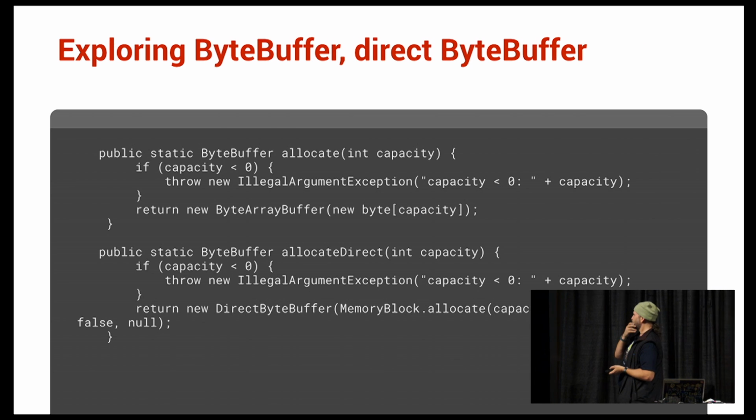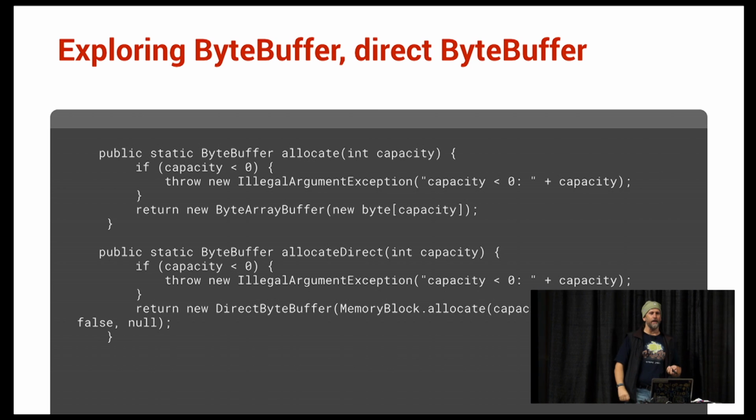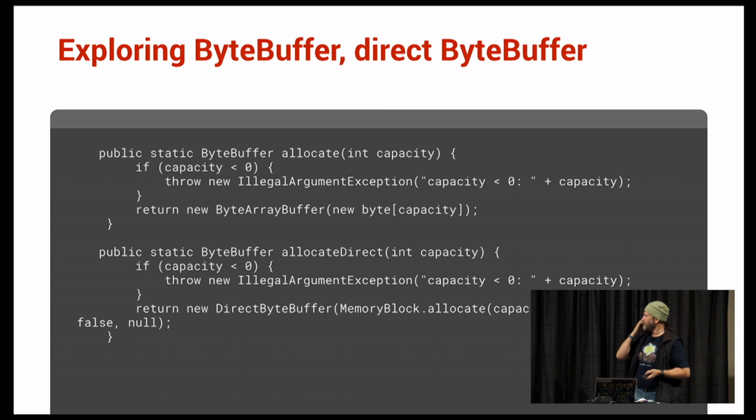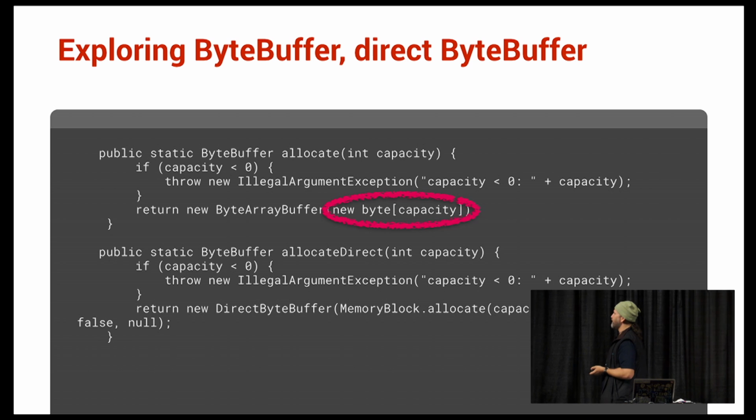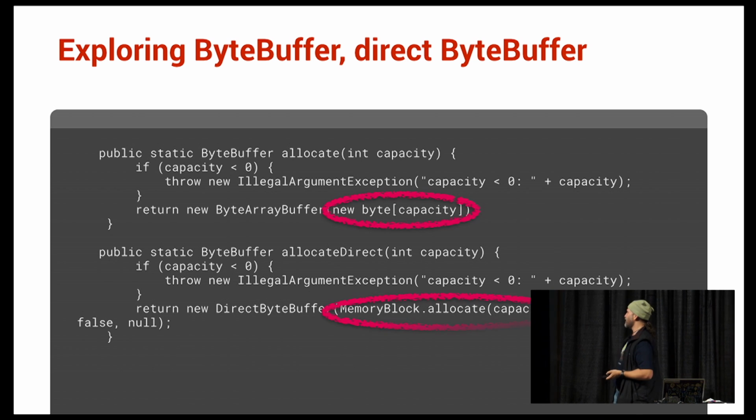All right, so here is what actually happens when you do allocate and allocate direct. You actually get a different class. We're using polymorphism here. It's awesome. You either get ByteArrayBuffer or DirectByteBuffer, one of the two. As you can see, ByteArrayBuffer is backed by an array, and DirectByteBuffer is backed by a class called MemoryBlock.